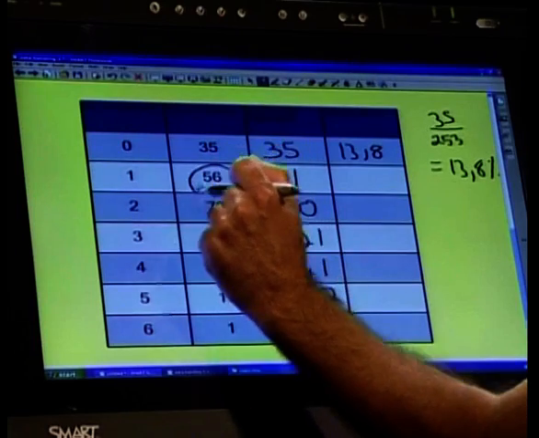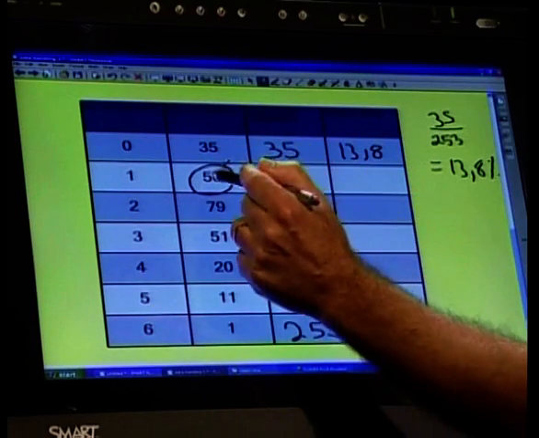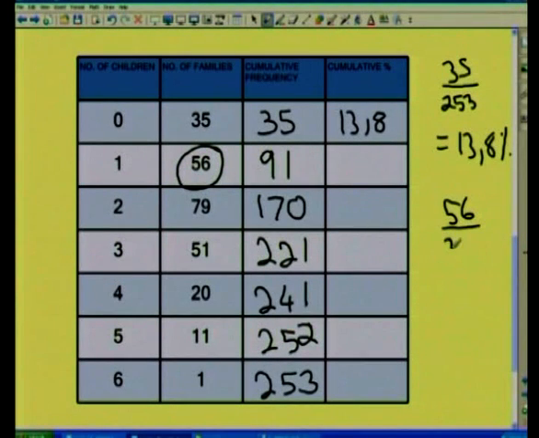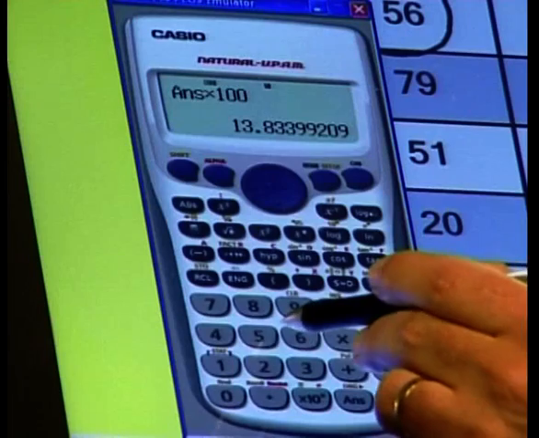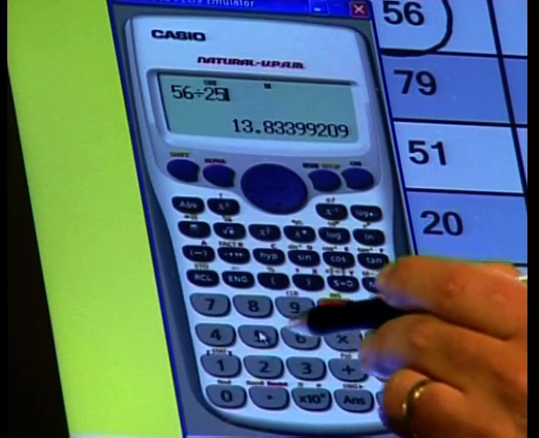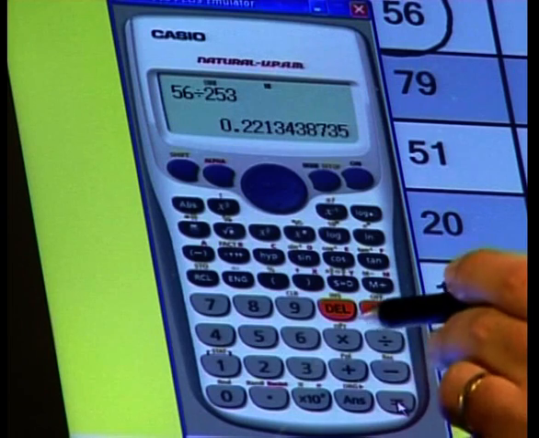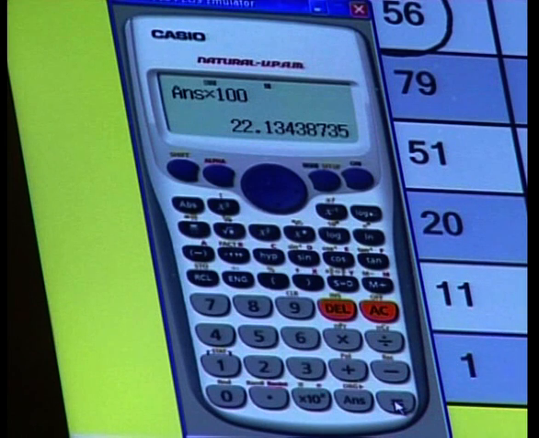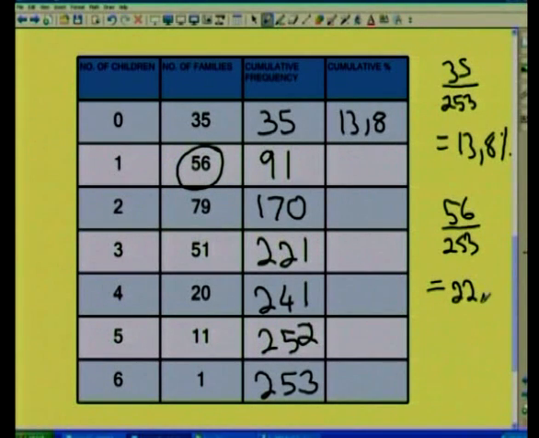Of course, if I only wanted the percentage of the families that had 1 children, I'd have to use another number. It would be this one, 56. So if I said 56 divided by 253, and let's do the calculation, that would equal 56 divided by 253 times 100. That would be 22% of the families that we have in total, or 22.1%.